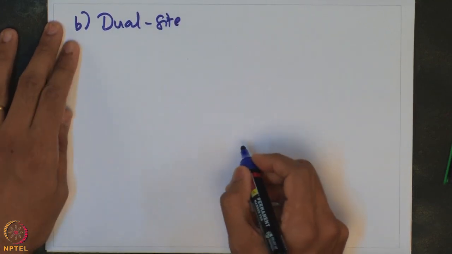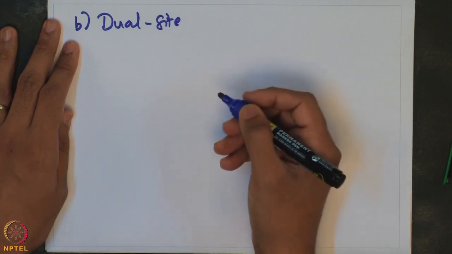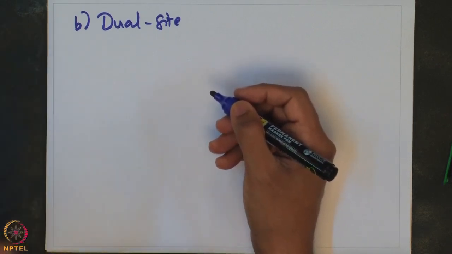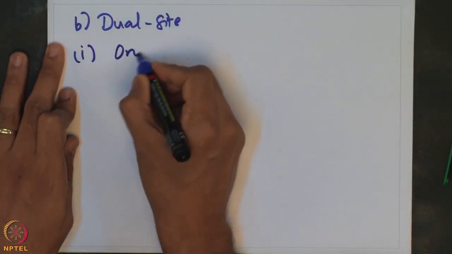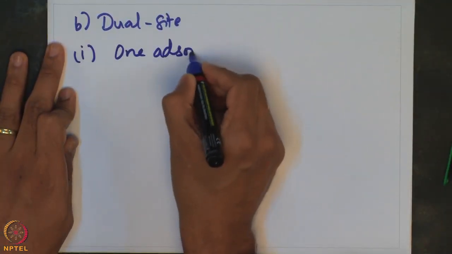Let us take the case of dual site mechanism, where you have two sites or adsorbed species in two sites, or adsorbed species in one site somehow interacts with another site that may actually form products. So, there are three specific sub cases in this. Let us look at the first case, where there is only one adsorbed species.